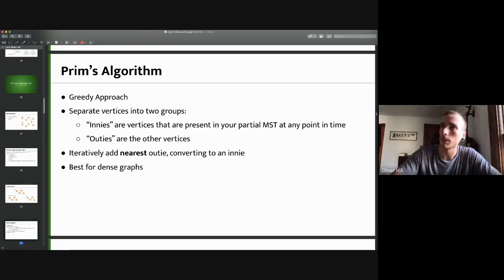All right, so Prim's algorithm is a greedy algorithm. It separates vertices into two groups. The innies are the vertices that are in the partial MST at any point in time during the algorithm, and the outies are the vertices that have not been included in the MST at that point in time during the algorithm. So what we do is we just find the nearest outie vertex iteratively, and then put it into the MST and do it again. It's best for dense graphs, as we'll see in a second.